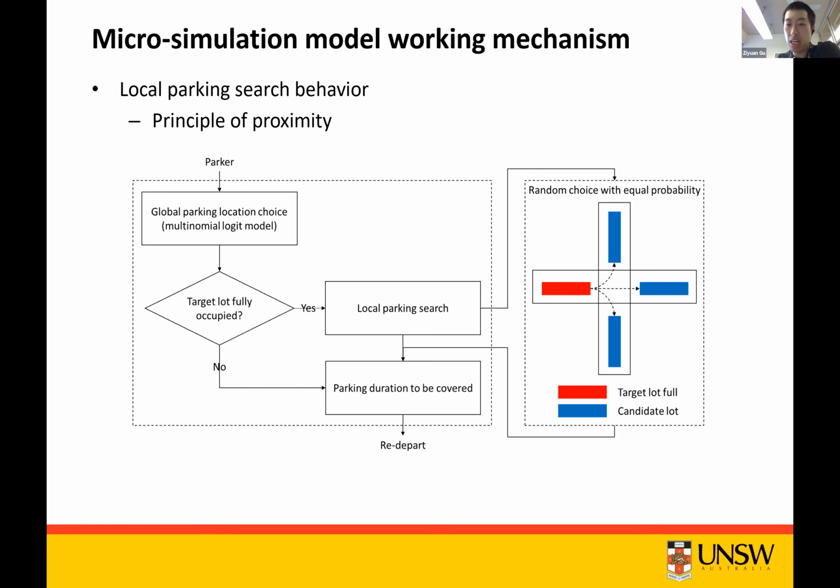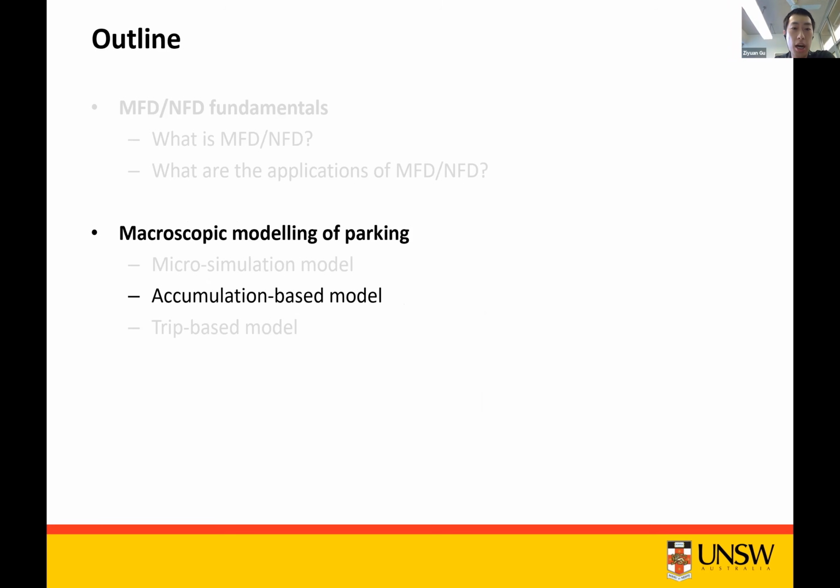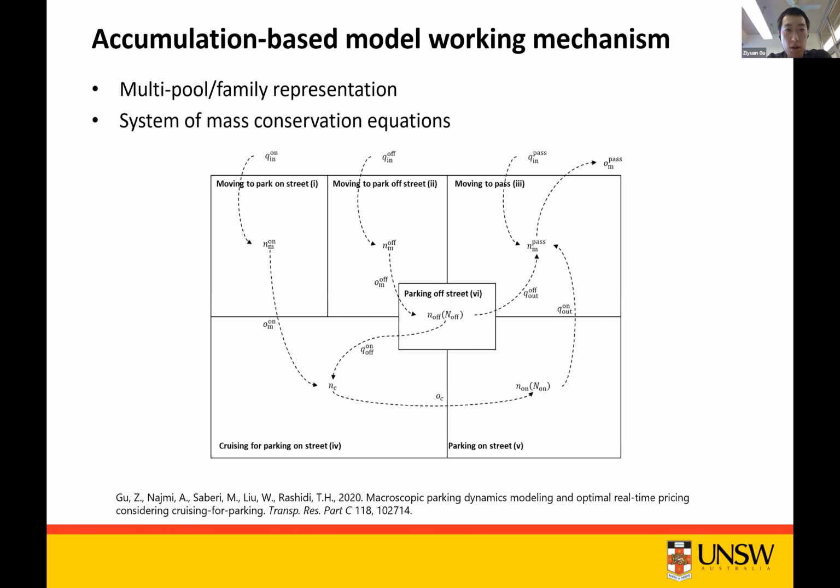In terms of the model results, I'll show them together with the other 2 models that I'll be introducing in the following slides. The second model is the accumulation-based model. As the name indicates, we are now using accumulation as the key variable in the model. We're still looking at a single region, but it is a little different from when there is no parking behavior at all, because with parking we have different states of vehicles. Here I'm showing a graph that illustrates different groups, or pools, or families of vehicles within this single region.